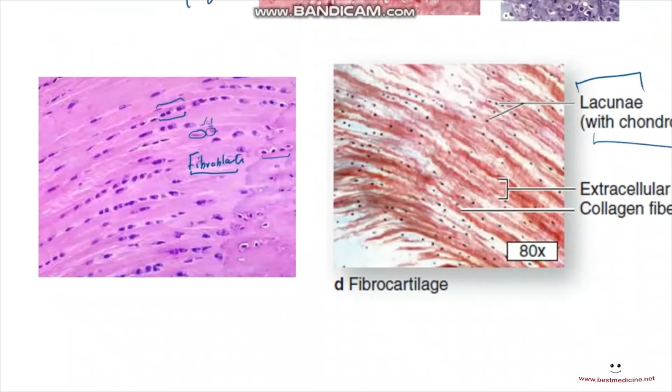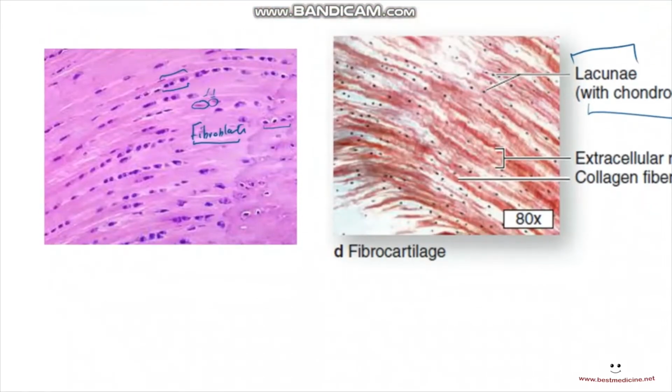Now, what are the fibroblasts doing there? Well, the answer to this is very simple. The ECM of fibrocartilage also contains collagen type 1 on top of collagen type 2. So it contains two different kinds of collagen. One of them is collagen type 2, which is present in both hyaline cartilage and elastic cartilage. And on top of that, it also contains collagen type 1, okay? And this type 1 collagen is coming from the fibroblasts that are also present inside this form of cartilage. So it contains two cells: the fibroblasts and the chondrocytes in the lacunae.